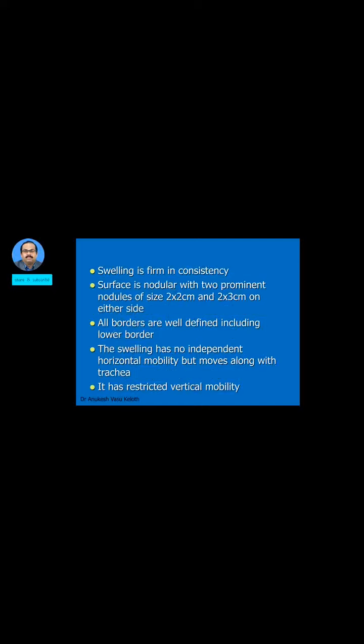Swelling is firm in consistency. Surface is nodular with 2 prominent nodules of size 2 into 2 cm and 2 into 3 cm on either side. All borders are well defined, including lower border. The swelling has no independent horizontal mobility but moves along with trachea. It has restricted vertical mobility.